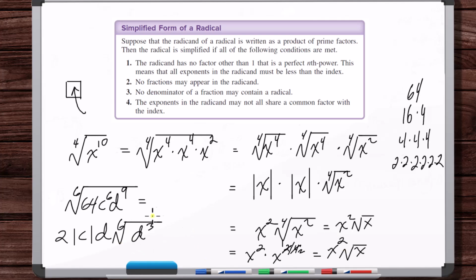Same idea here. So d to the 3/6, that's d to the 1/2. So now it's fully simplified. But if you had something like this, well, you can't simplify any further. Like 3/8 is fully reduced.